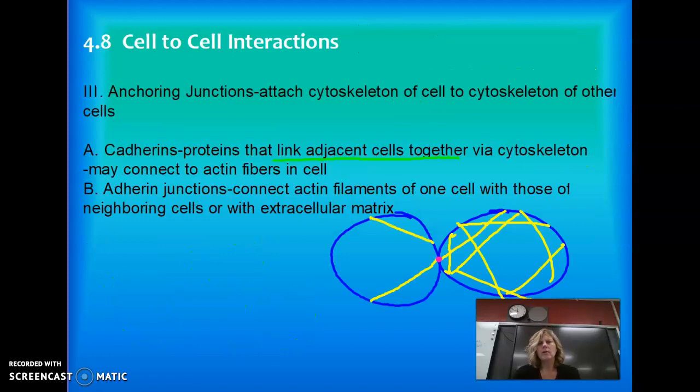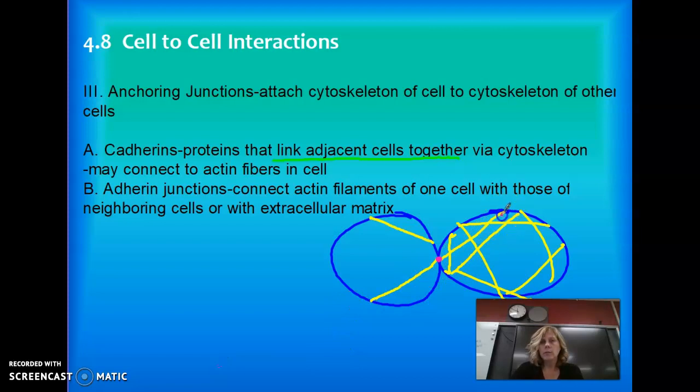Anchoring junctions. Of course, what anchoring means is that those junctions are for holding things together. They attach the cytoskeleton of cells to the cytoskeleton of other cells. Two examples of this are cadherin proteins and also adherin proteins.